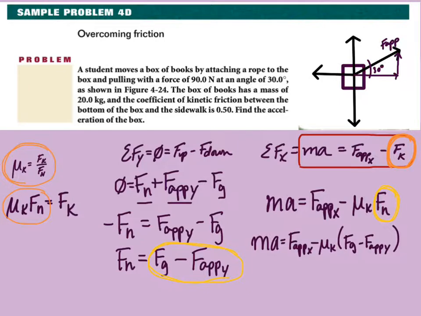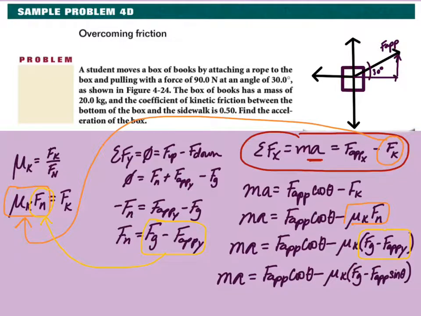Okay, so we have mass acceleration equals force applied x minus mu k times the quantity Fg minus F applied y. And let's just highlight the substitutions that we've done. This entire expression that's highlighted in orange is a substitution for Fk, force of kinetic friction. And this inner piece in parentheses is a substitution for normal force, which was a part of the expression that we built for Fk. So let's fix up a couple things.